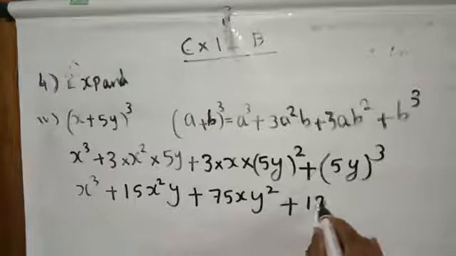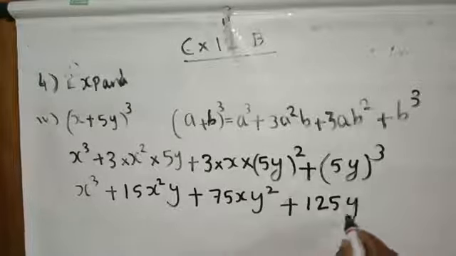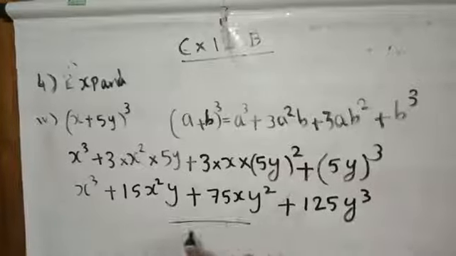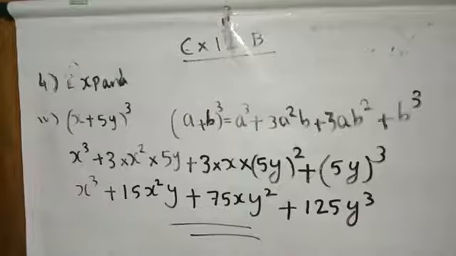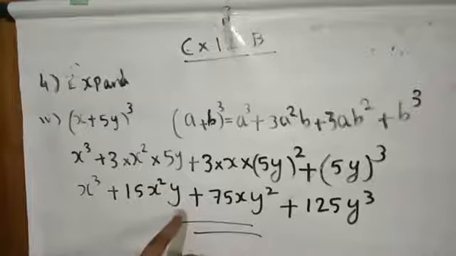25 into 5, 125 y the whole cube. Okay, so this is the answer. We can't add 75 and 15 because this is not like term. Remember, x square y and xy square are not like terms. Different terms.